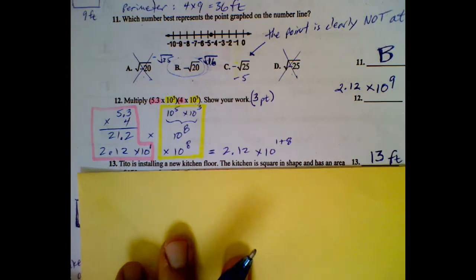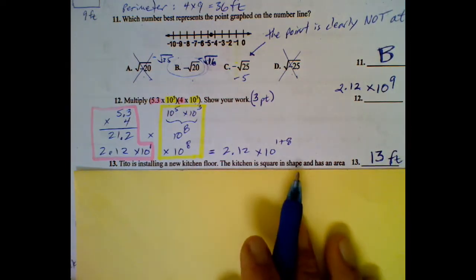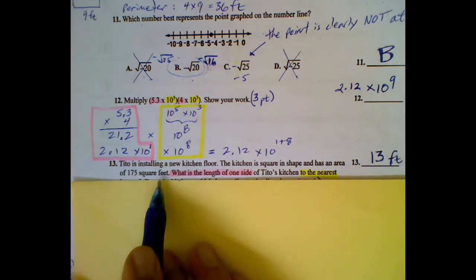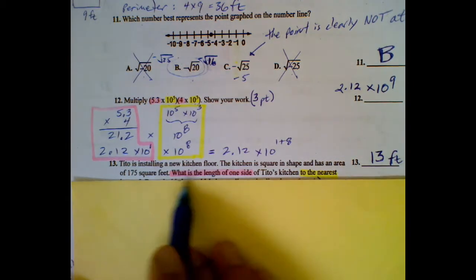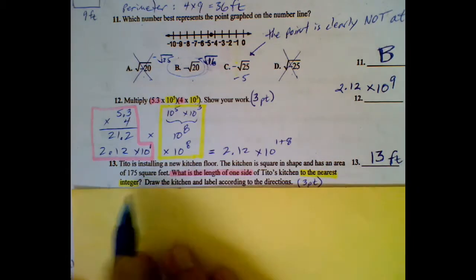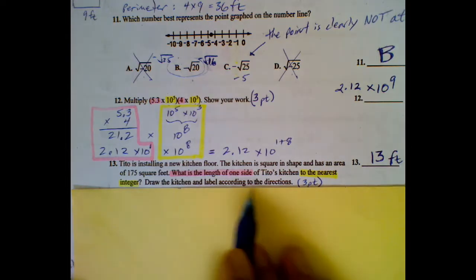Number 13, Tito is installing a new kitchen floor. The kitchen is square in shape, okay, and has an area of 175 square feet. What is the length of one side? Okay, there's my question. What is the length of one side of Tito's kitchen to the nearest integer? Draw the kitchen and label according to the directions.